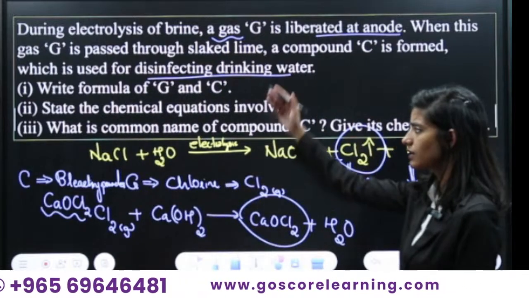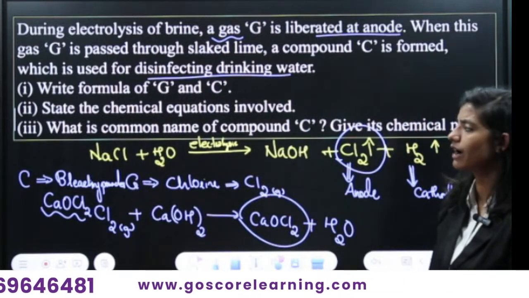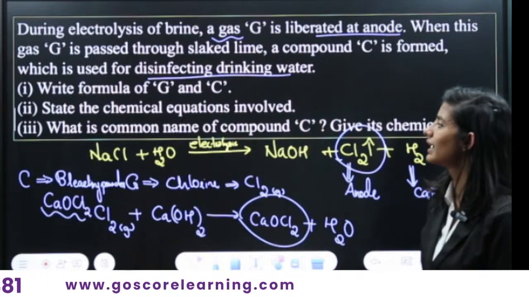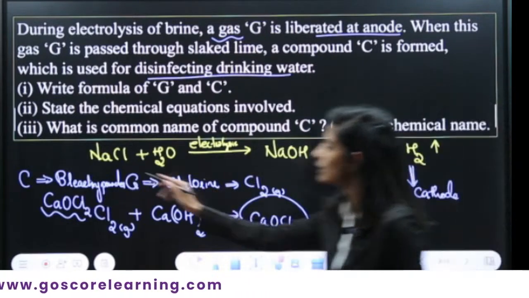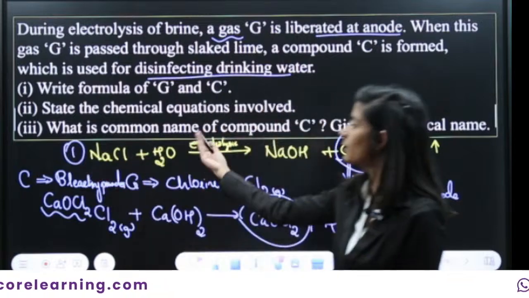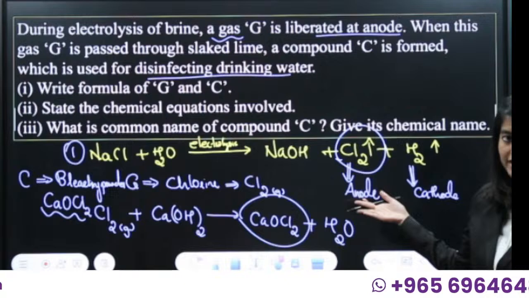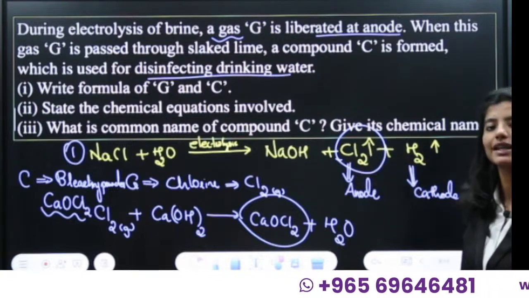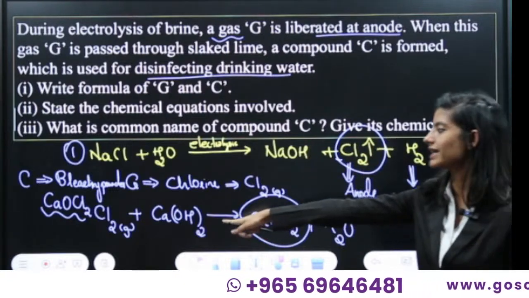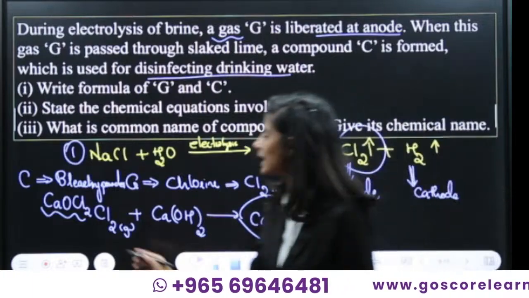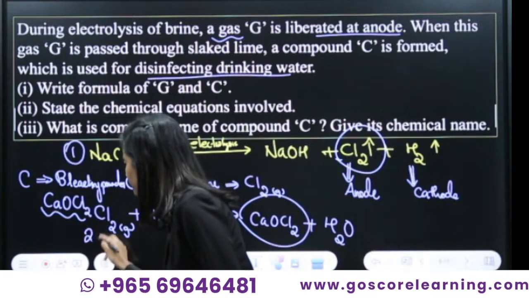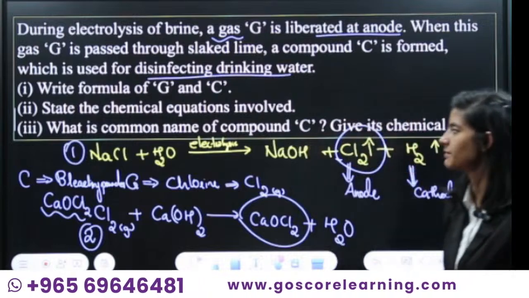Okay. Write the formula of G and C, which we have already written. State the chemical equations involved. So this is the first chemical equation where the brine is undergoing electrolysis to form the gas which is liberated at the anode. And the second chemical equation is where this gas is reacting with the calcium hydroxide.